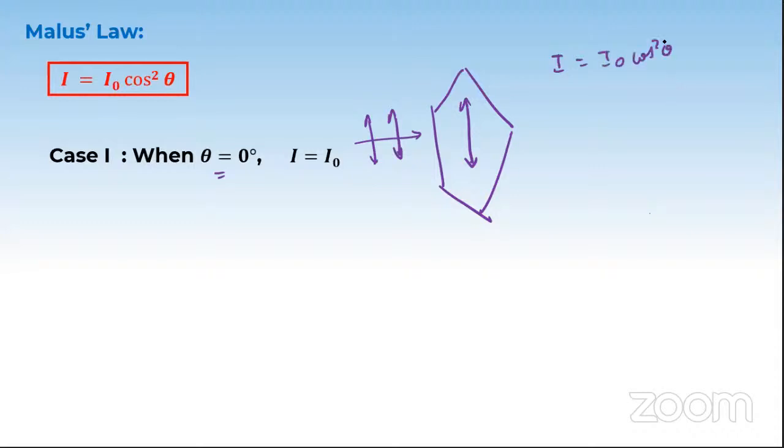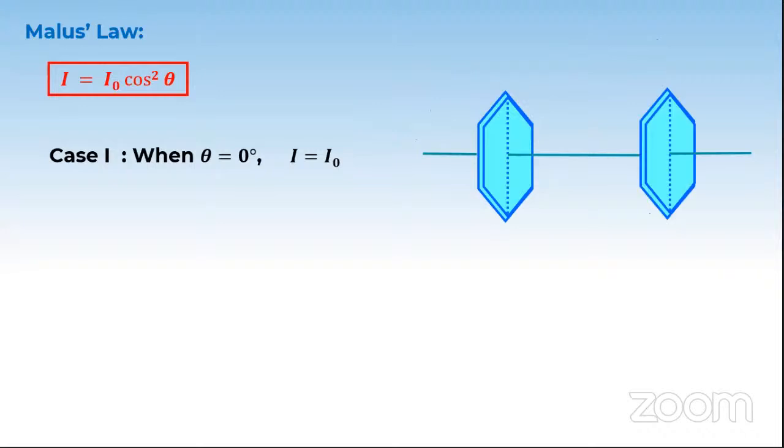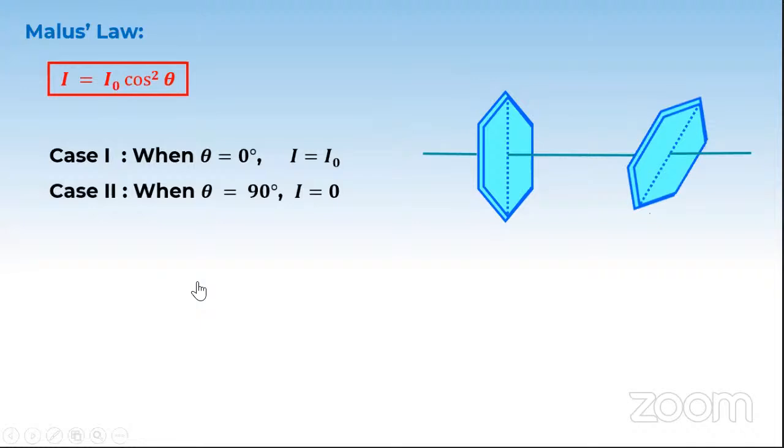What is cos square zero? Cos square zero is 1. Therefore I is equal to I naught, so all the light will pass through this polarizer. Now rotate this axis by 90 degrees. All the light was passing through without any problem at theta equal to 0 degrees. Now imagine the light coming here is I naught.